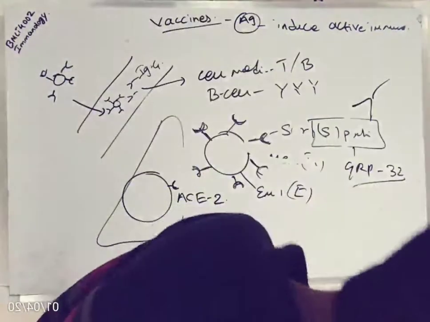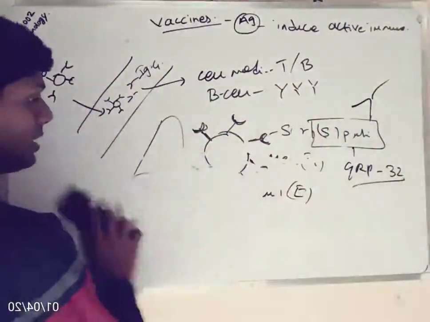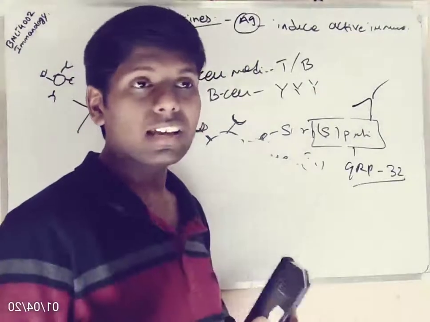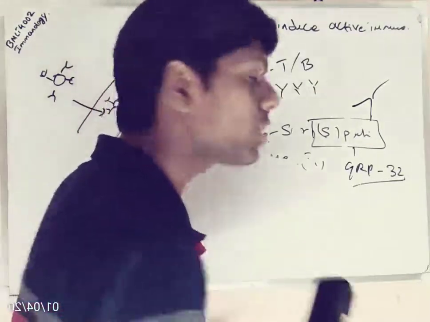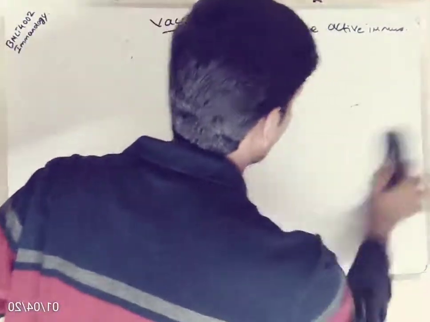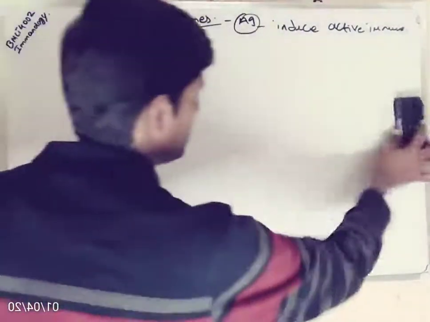Definitely a vaccine will take almost one year. At the fastest, it will take around one year to develop. So it is really a concerning thing. Until then we need to hope, and we should not lose our hopes.